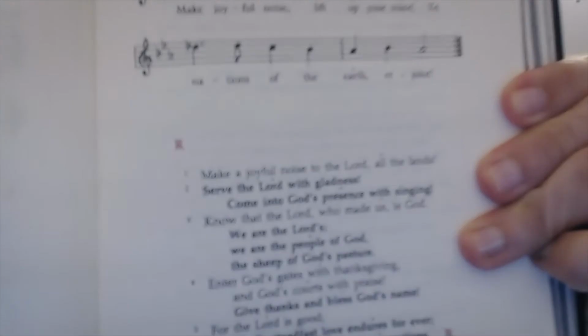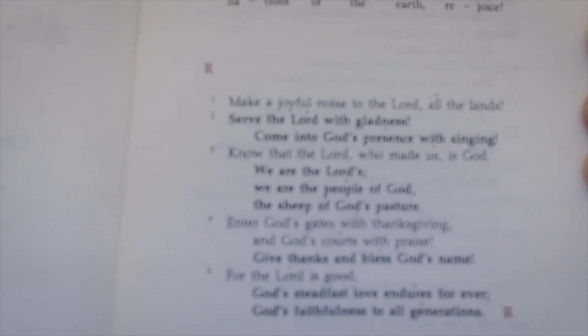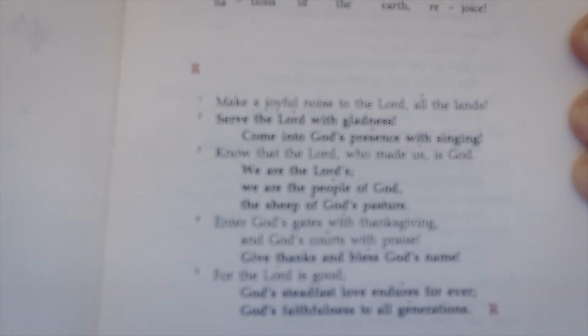So let's follow along with Psalm 100 here and look at the red notes and where the dots begin and all of that. Make a joyful noise to the Lord, all the lands. Serve the Lord with gladness. Come into God's presence with singing. Know that the Lord who made us is God. That's how you do it with psalm tone 1 with Psalm 100.